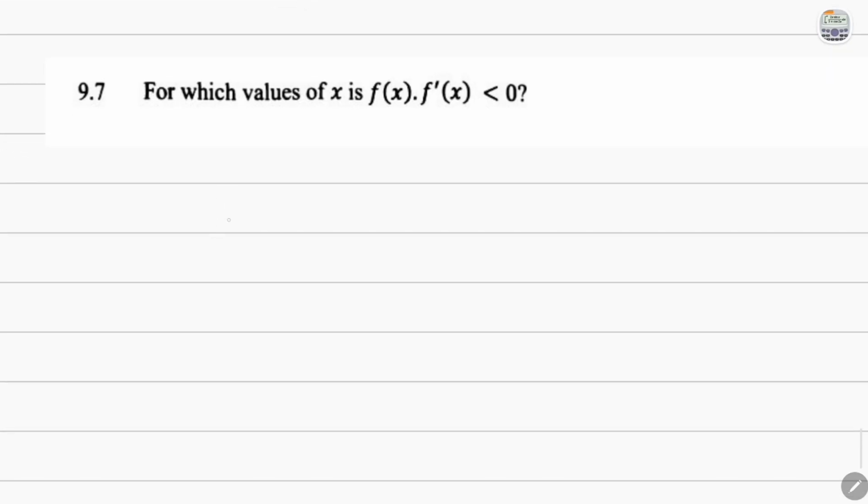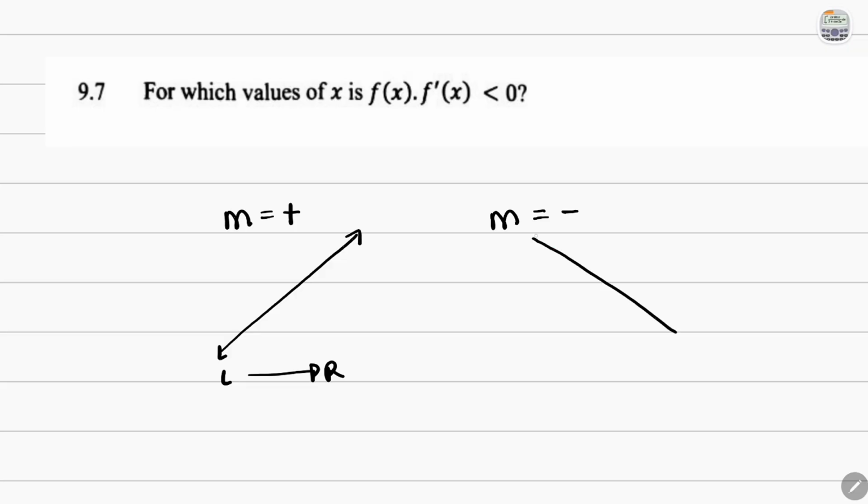You see, if the gradient of a function is positive, then it means that that graph is moving up, okay? It is an increasing function. It's increasing when you read it, moving from the left to the right. If the gradient is negative, then we will have a decreasing function, okay? So it's moving down if you read from the left to the right.